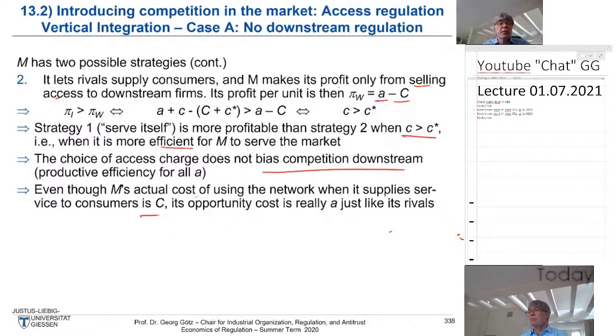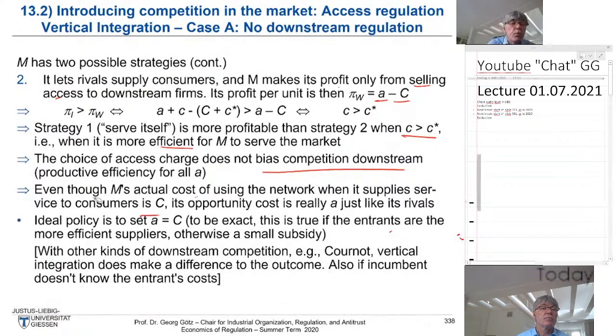Of course, the problem is very often, and I can't go into detail here, the so-called Bell doctrine. If you're regulated somewhere and the final consumer price is also regulated, you run into trouble here. And so the ideal policy is, of course, to set the access charge equal to the network cost. And this was the discussion above with the small subsidies, if the entrants are the more efficient suppliers.